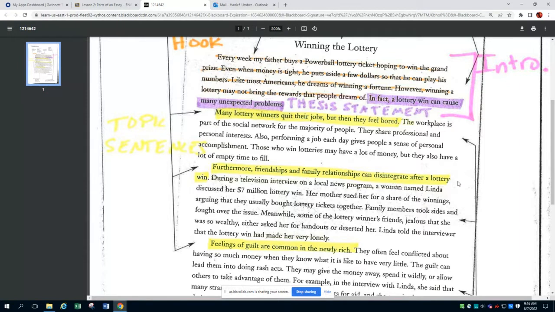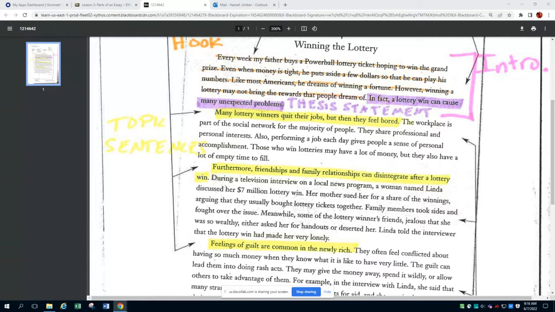Okay, what's the second unexpected problem? Disintegrating family. Very good. Their families and friendships fall apart. What's the third unexpected problem? Feeling of guilt. Excellent. Does everyone see that? Thank you, Melissa. But does everyone see that? Yes, I see it.